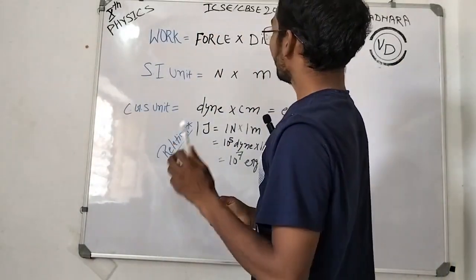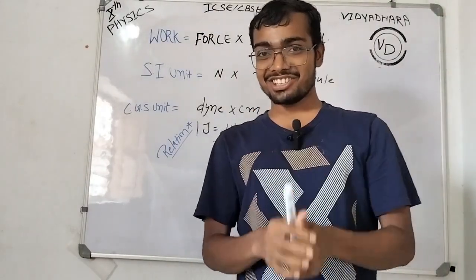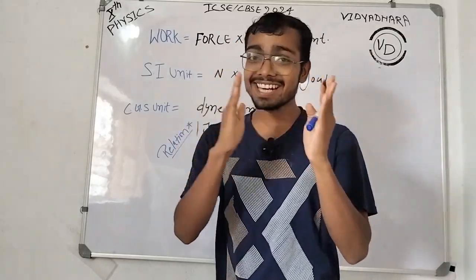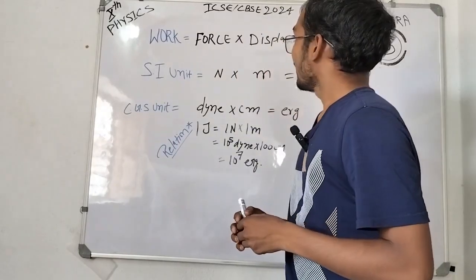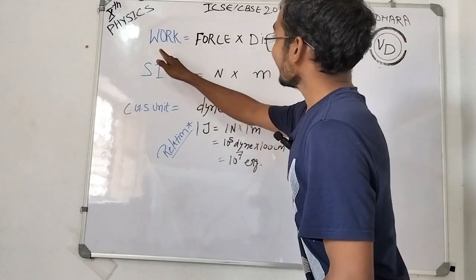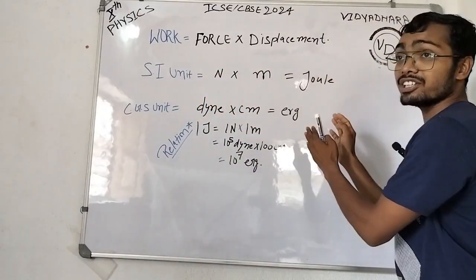Today I am going to tell you about work, power and energy. This is the second chapter of the ICSE board. So, what is work? Work is force multiplied by displacement.